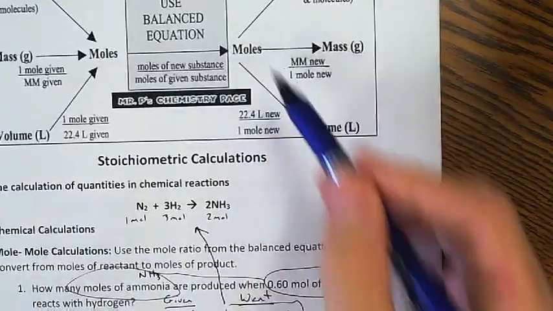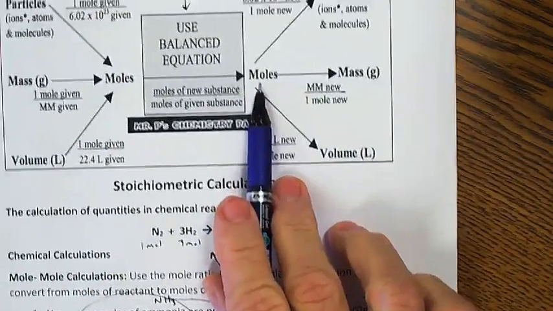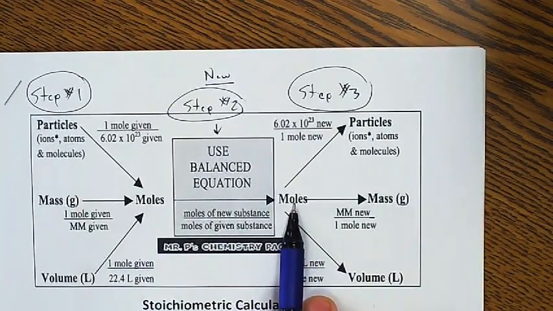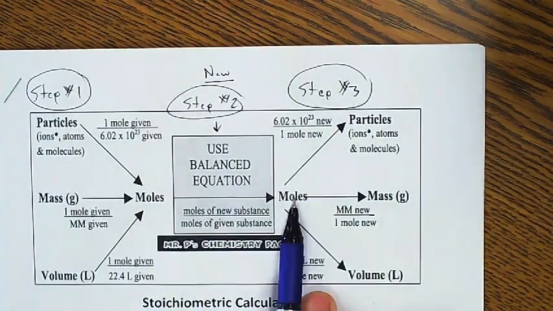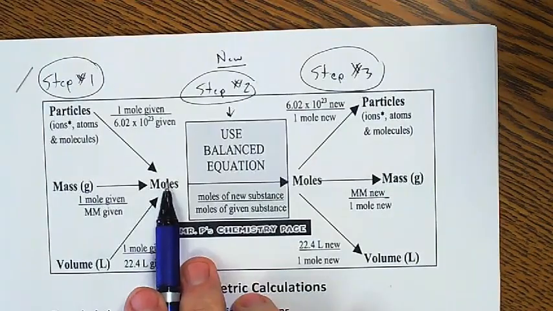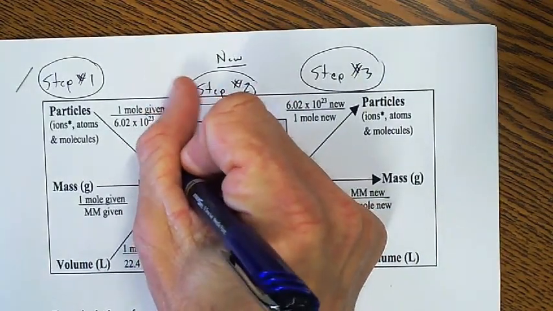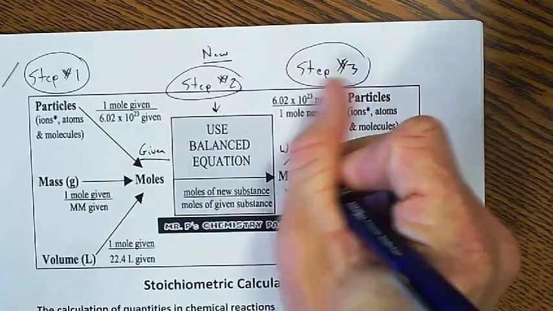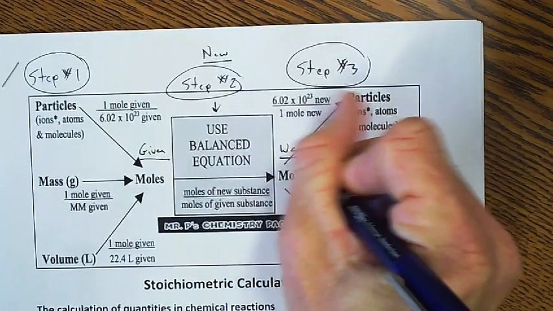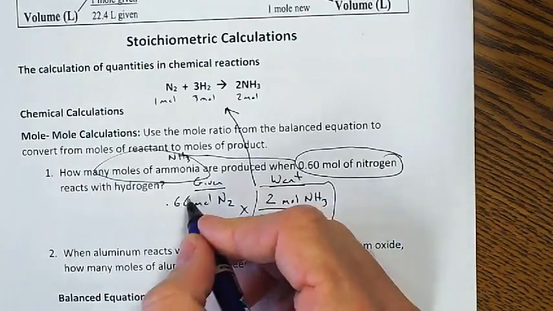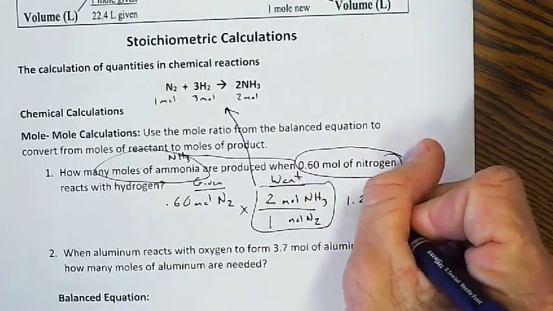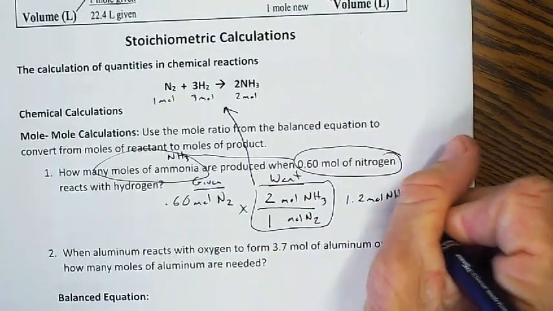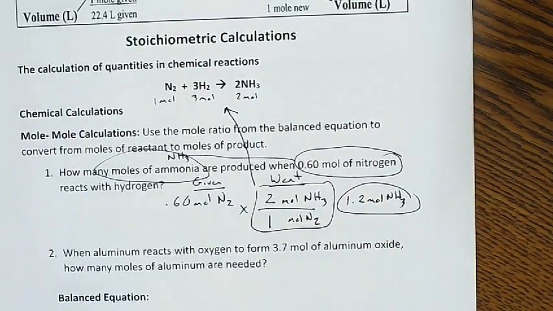You are done, because this question is only asking for moles of the new substance, the wanted substance, and you stop right there. So it's just a one-step problem. We went from moles of what's given to moles of what we want, and that's all that equation was asking for. So we do that. 0.6 times 2 is 1.2 moles of NH3, and that would be our answer.